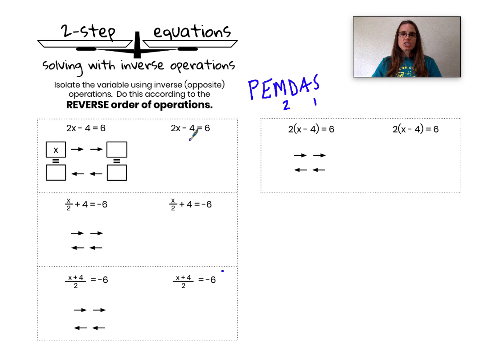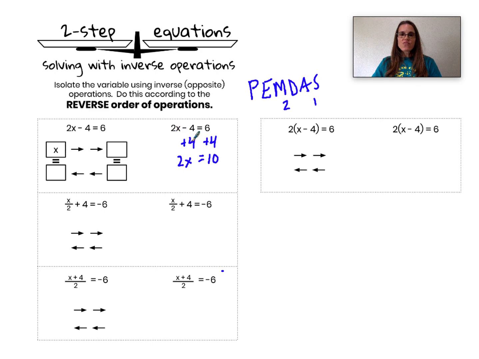The first operation that I would like to undo is minus 4. And so my first inverse operation will involve addition. To undo subtracting 4, I would like to add 4 to the left-hand side. 2x minus 4 plus 4 undoes that minus 4 and just leaves me with 2x. Since I've added 4 to the left-hand side, I have to also add it to the right in order to maintain my equality. So 6 plus 4 is 10 is the right-hand side of my equation.